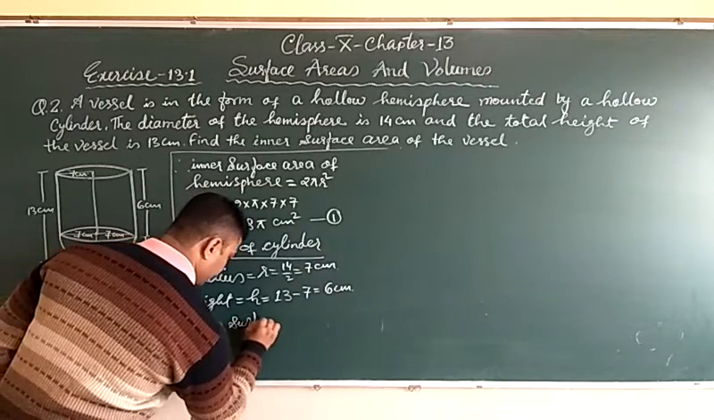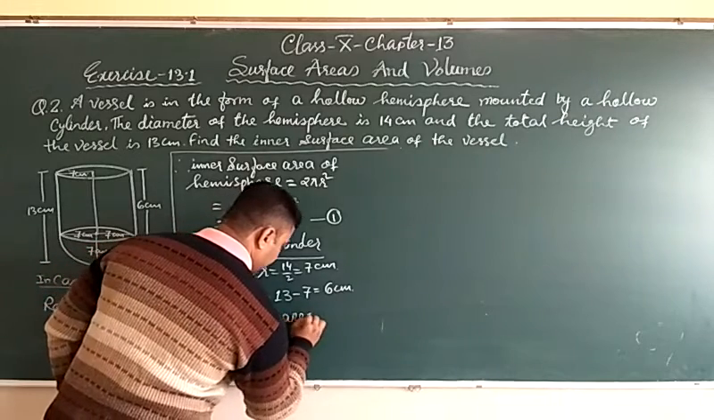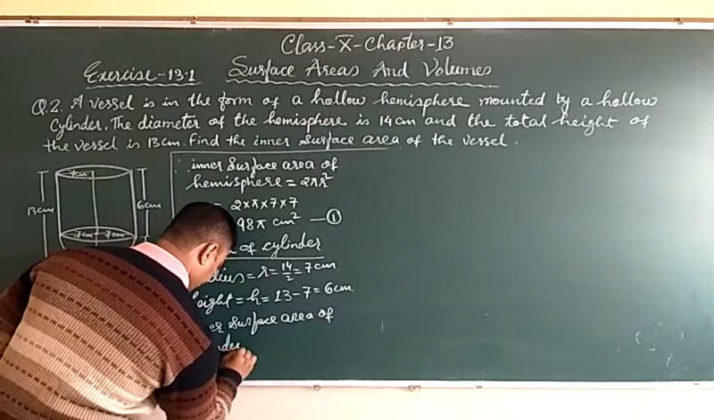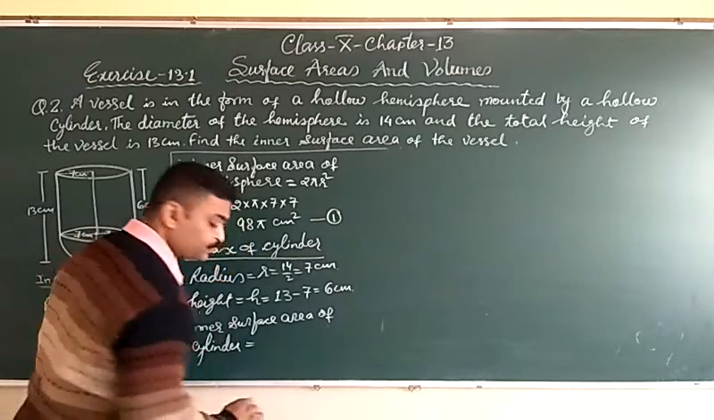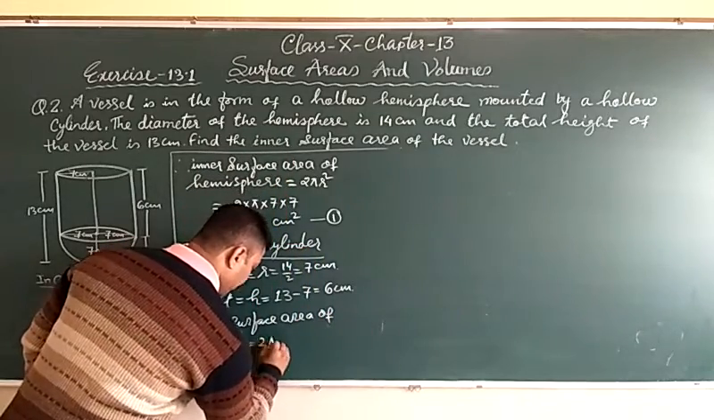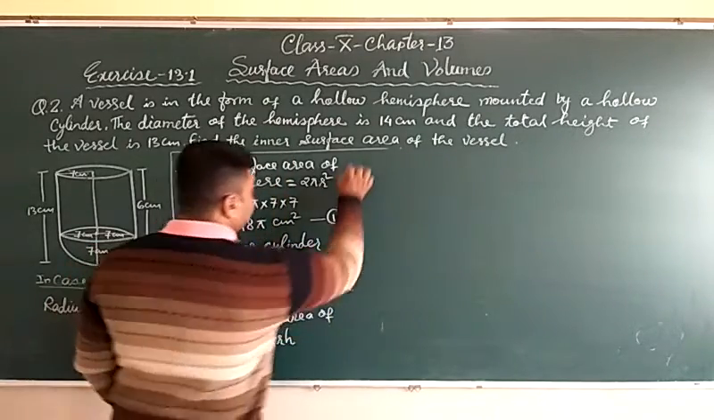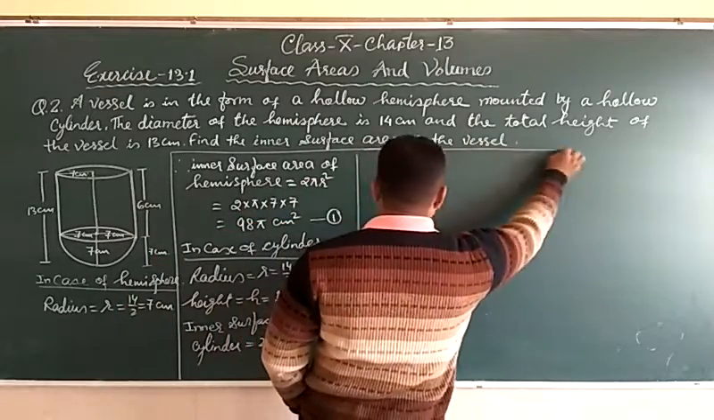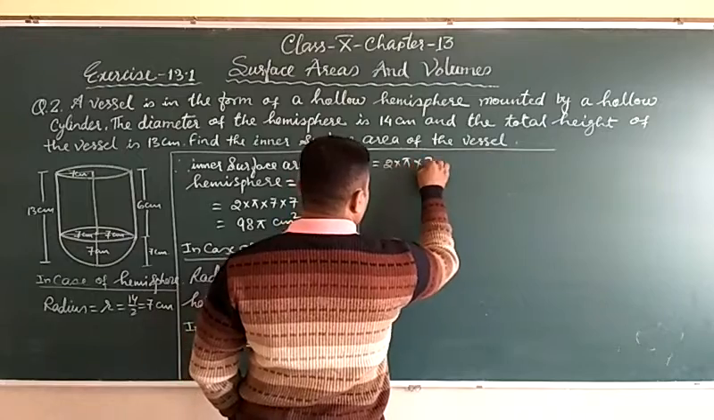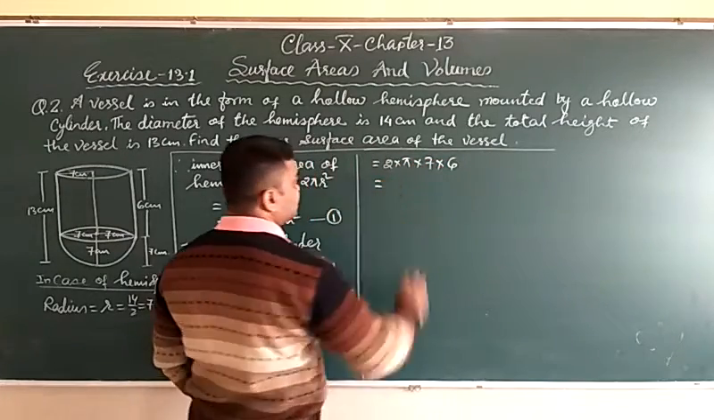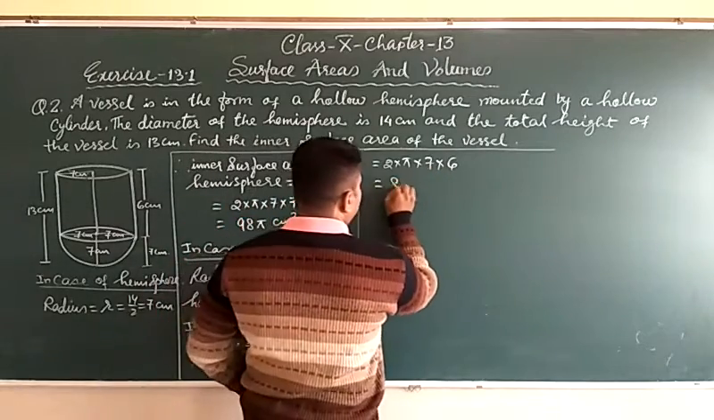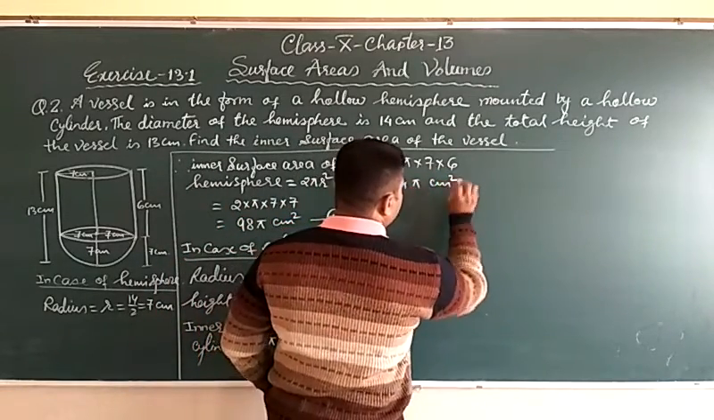Now the inner surface area of the cylinder is equal to 2 pi r h. Yes, you are right, 2 pi r h. Then put the values of r and h: 2 into pi into 7 into 6, that is 6 sevens are 42, 42 into 2, that is 84 pi centimeter square.